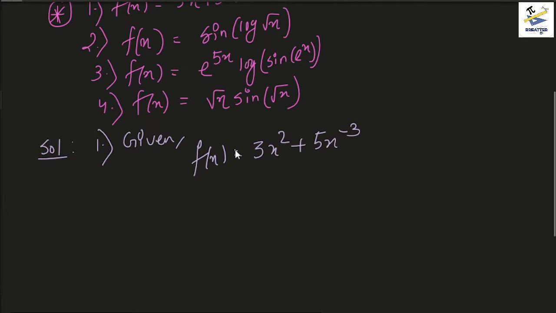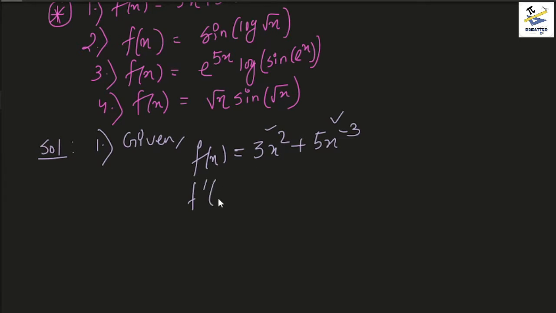Now if we remember correctly, whenever we have a sum of two or more functions and we are required to find the derivative, we use the formula that the derivative of a sum of two or more functions is equal to the sum of the derivatives of the functions. So what we do is we individually differentiate each of the terms, like 3x square here and 5x to the power minus 3 here, and we can just write the answer as follows, right?